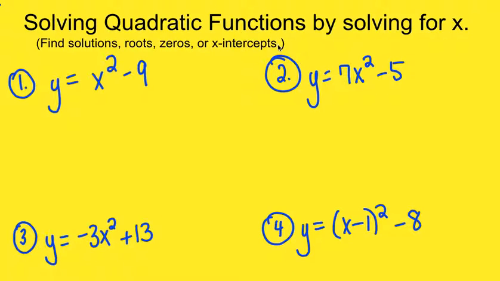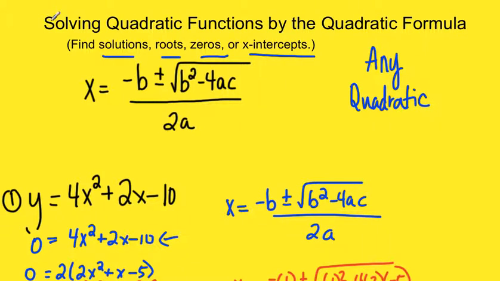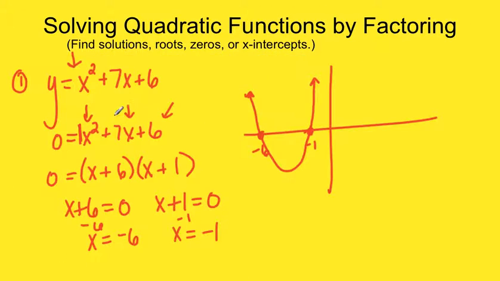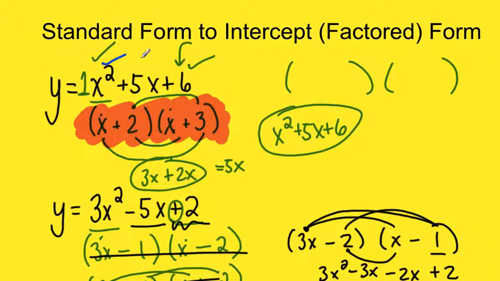All right, so in this one, we're going to be solving quadratic functions by solving for x. So we've been doing that the whole time, but we're trying to find the roots, zeros, and x-intercepts, and these look a little bit different because there's not two terms that have x's in them. So if I look back at the other problems, there's an x squared term and an x term, and then there's an x squared term and an x term.